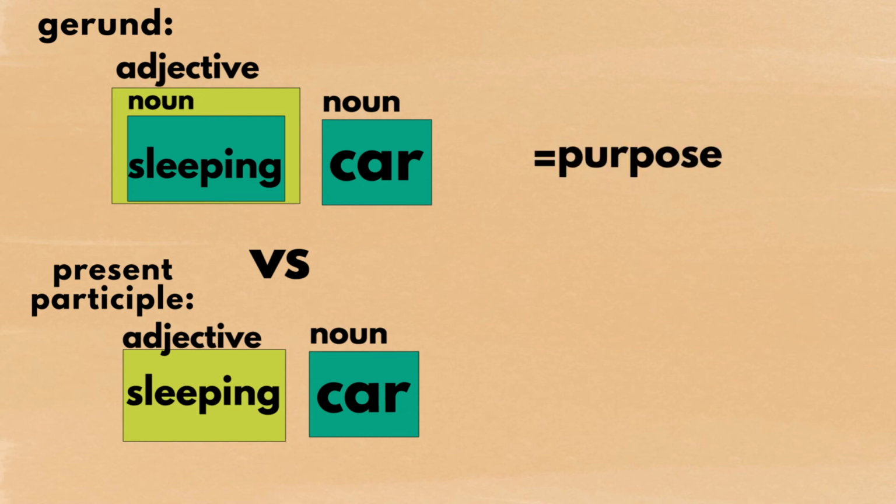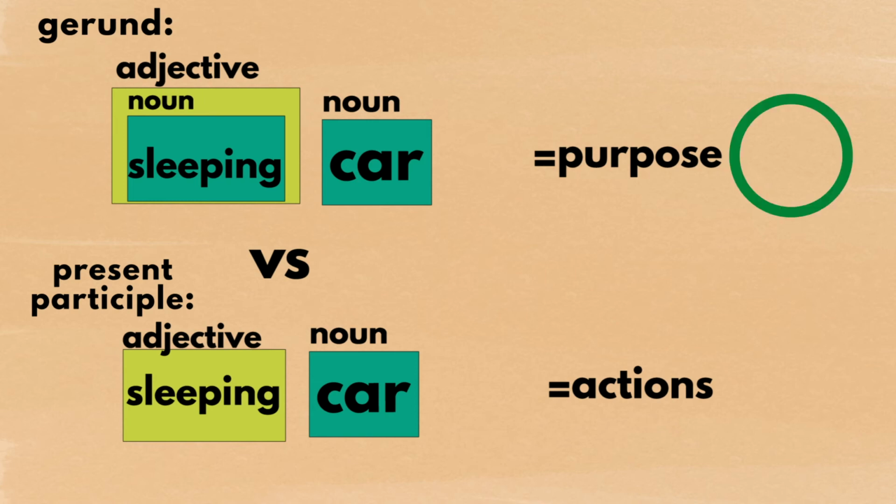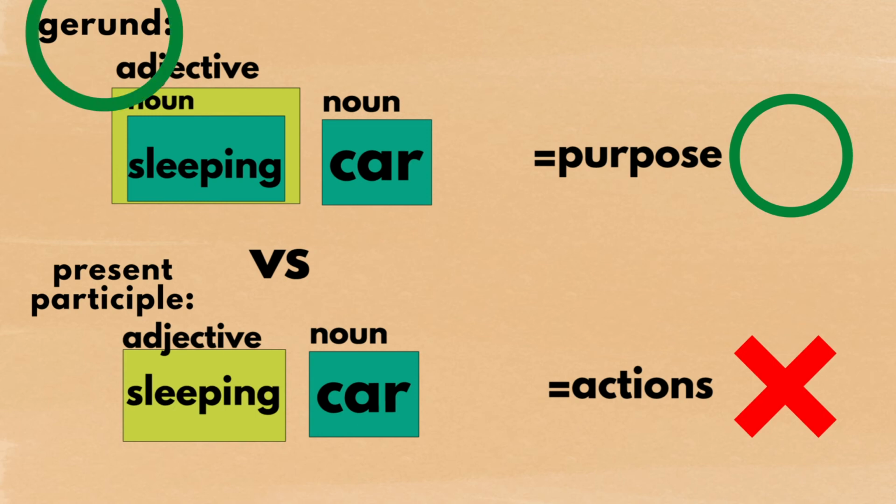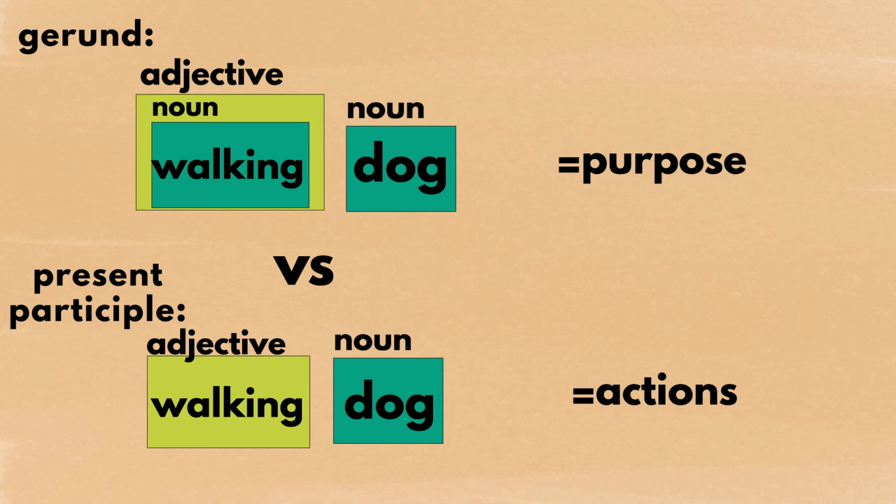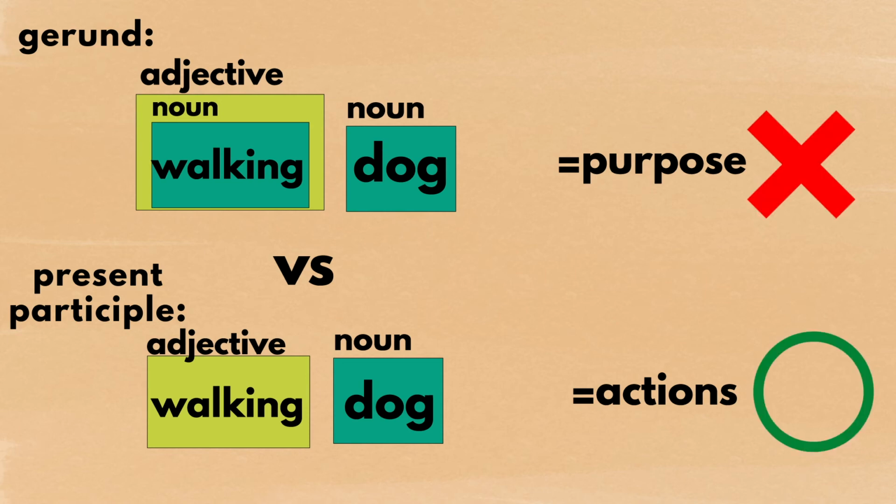Gerunds usually refer to purpose, while present participles usually refer to actions. In the case of the sleeping car, the car can have the purpose of sleeping, but it doesn't make sense that the car is sleeping. So the word sleeping is a gerund. In the case of a walking dog, the dog can have the action of walking, but it doesn't make sense that the dog is for the purpose of walking. Therefore, the word walking is a present participle. However, sometimes both meanings can work. In such cases, you have to look at the context to distinguish the two.